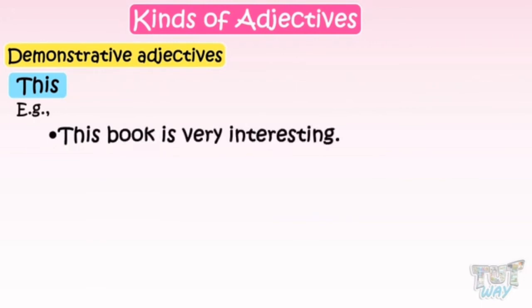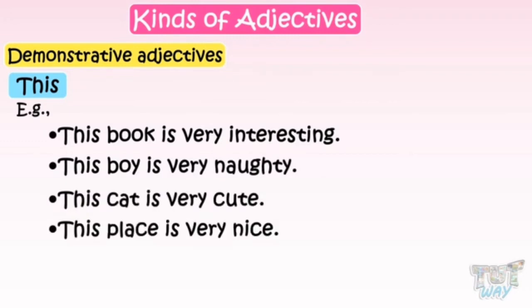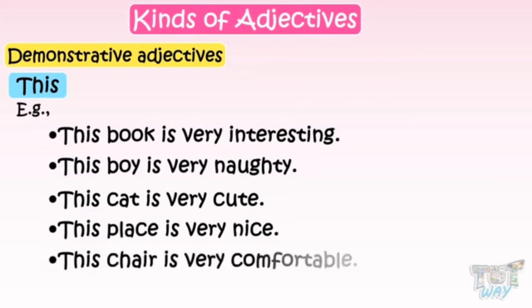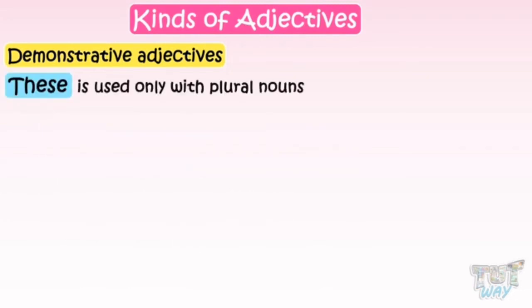So this book is very interesting. This boy is very naughty. This cat is very cute. This place is very nice. This chair is very comfortable. Okay? All of these are near.